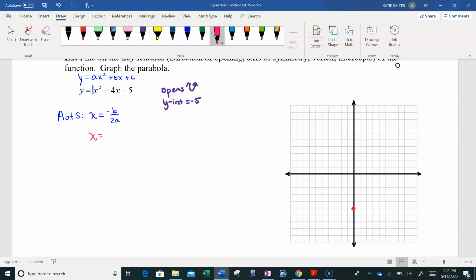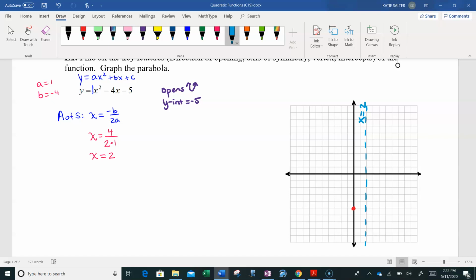Our b value right here is -4. And if you want, you can always write these over to the side. a was 1, b is -4. So if I need the opposite of b, and b is -4, then I'm going to have +4, divided by 2 times a, and in this case, a is 1. So that's really saying x equals 4 divided by 2, which is x equals 2. And that's really important, because what that tells me is over here on this graph paper, the middle of this graph is going to be at x is equal to 2.